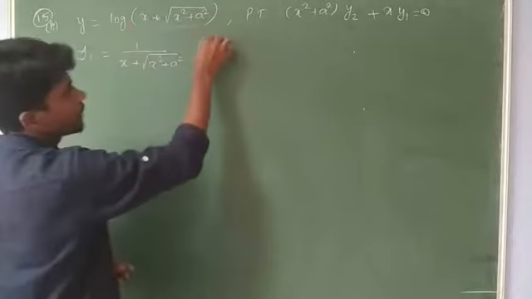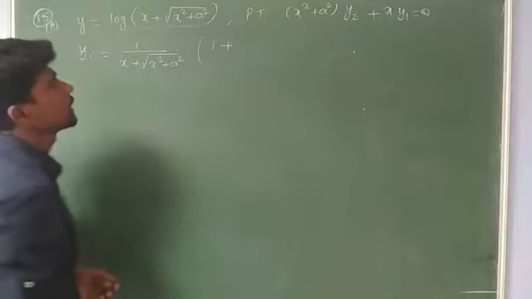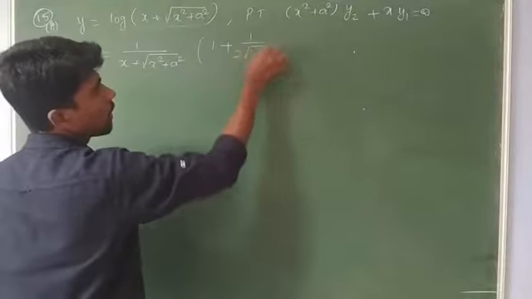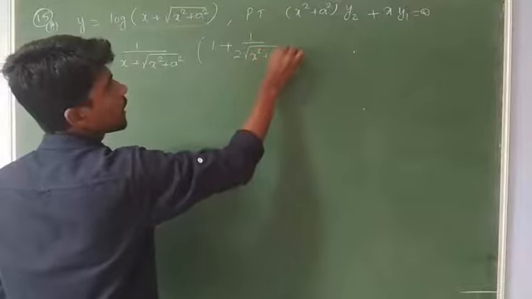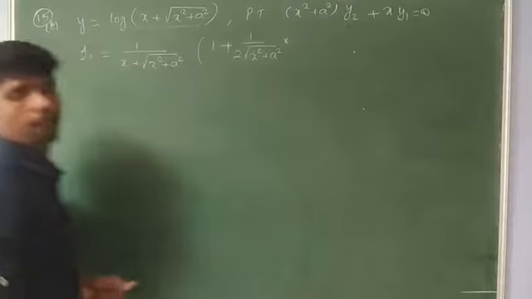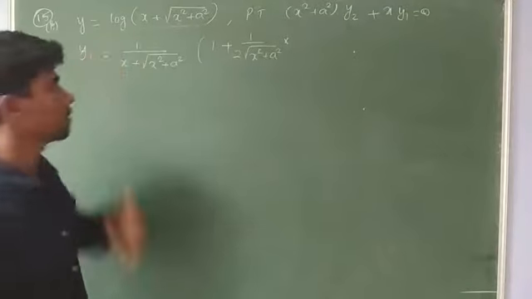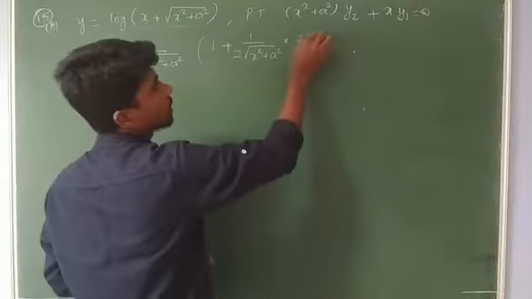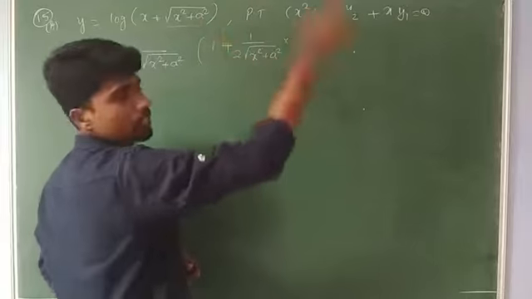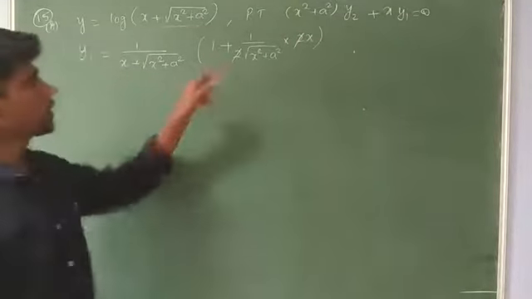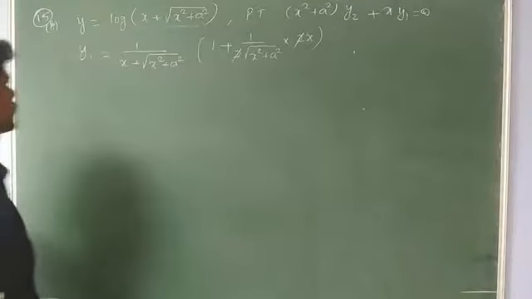Differentiation of x with respect to x is 1, plus root over x square plus a square, which is nothing but 1 by 2 root x square plus a square into, again it is not x, it is x square plus a square. So I can perform its differentiation. X square differentiation 2x, a square differentiation 0. You don't need to mention that particular part. Again you can cancel the 2 and 2, right?